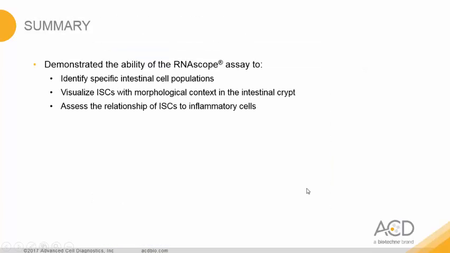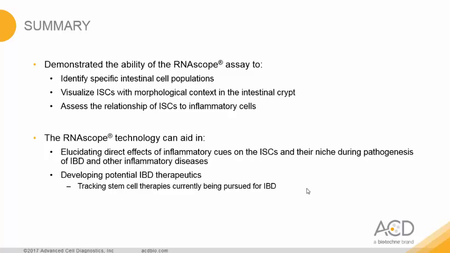So in summary, today I've shown you that the RNAscope assay can be used to identify specific intestinal cell populations, visualize intestinal stem cells with morphological context in the intestinal crypt, and assess the relationship of intestinal stem cells to inflammatory cells. The RNAscope technology can aid in elucidating direct effects of inflammatory cues on the intestinal stem cells and their niche during pathogenesis of IBD and other inflammatory diseases. It can also aid in developing potential IBD therapeutics, such as tracking stem cell therapies currently being pursued for IBD.